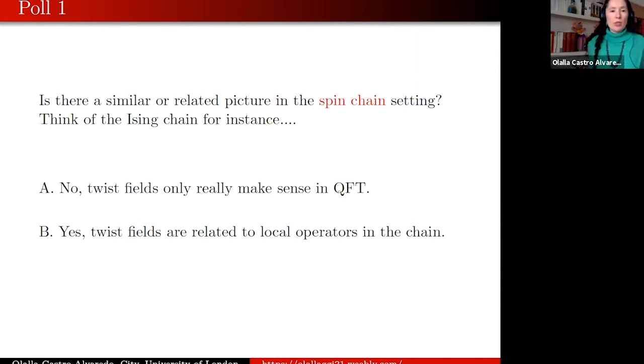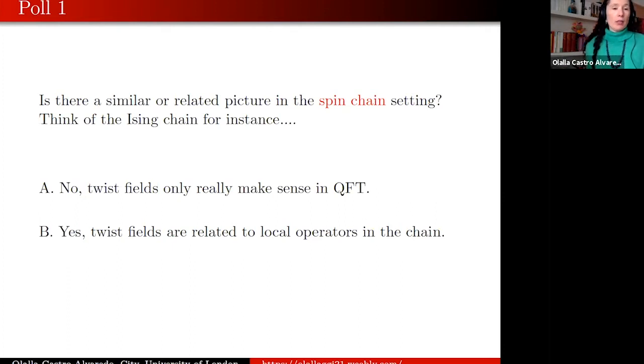Okay, and I give you two options. A: no, you can only think of twist fields in QFT, or B: you can also think of twist fields in the chain. So if you think it is A, I would like you to answer as quickly as you can, because we cannot spend as much time this time. Okay, so it seems to take a little bit more time, perhaps because it's a slightly more difficult question. They get a bit more difficult as we go. Will anyone make a move for A? So perhaps you think that it is B. I think there is one vote for A. They only make sense in quantum field theory.